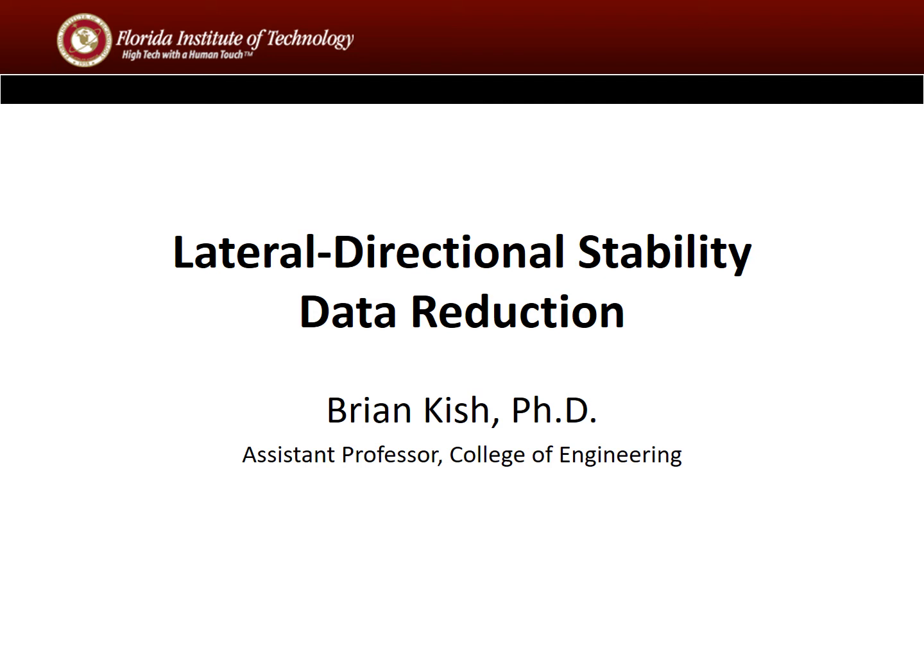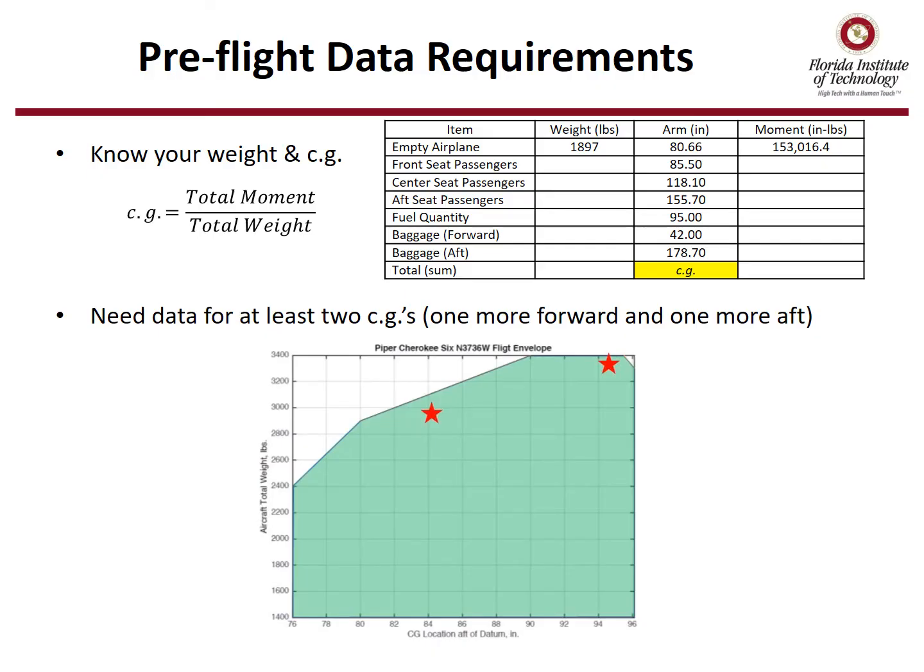Today we'll go over lateral directional stability data reduction. As always, calculate your weight and CG before you take off. Ideally for this data you want 2 CGs, one more forward and one more aft.